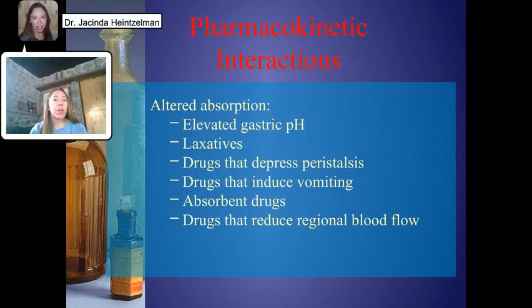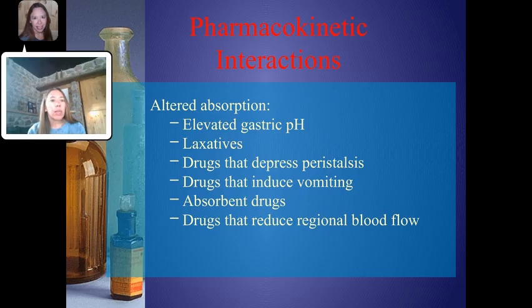Some more pharmacokinetic interactions altering absorption. It could be where the drug-to-drug interaction causes an elevation in the gastric pH level. And remember, some medications will want to ionize in a more alkaline environment. If we're increasing gastric pH levels, now it could affect that absorption rate.